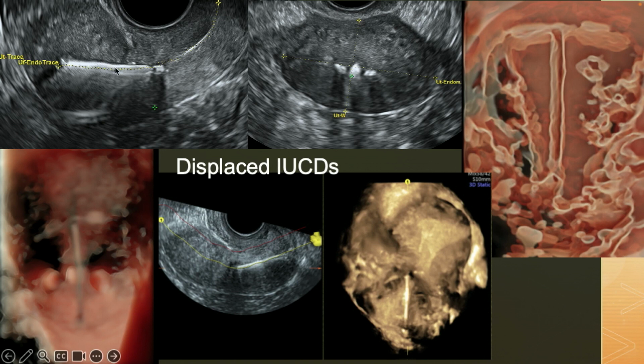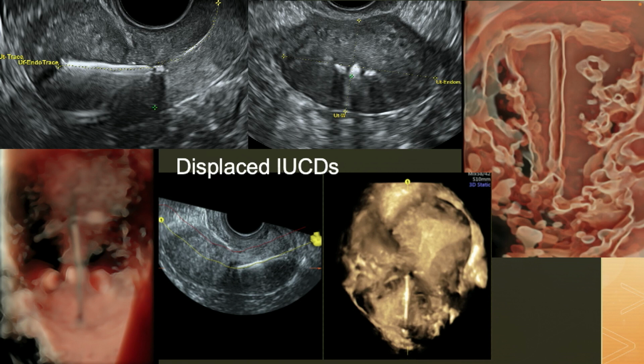IUCDs, if we talk about, yes, generally we used to once upon a time measure the distances. If we are using only 2D, we used to measure the distance from the tip of this to the serosa, and we used to measure the thickness of the myometrium, and we used to calculate as to whether the IUCD appears in place or it is displaced. But now with 3D, you can see the IUCD so very clearly that whether it is normal in position or it is displaced can be beautifully diagnosed only on 3D ultrasound.